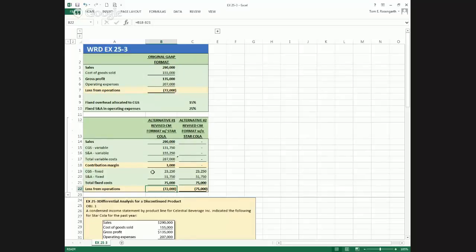The variable costs for cost of goods sold would be the total cost of goods sold, $155,000, less the amount that we have determined to be fixed. So $155,000 less $23,250 will produce in cell B15, $131,750 as variable cost of goods sold.